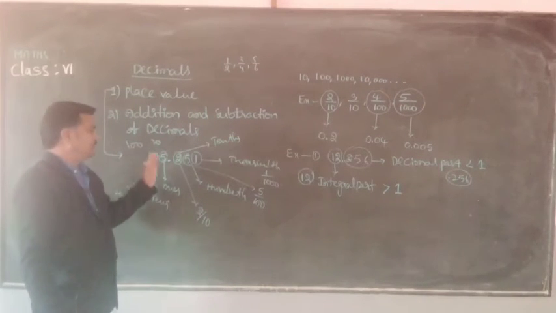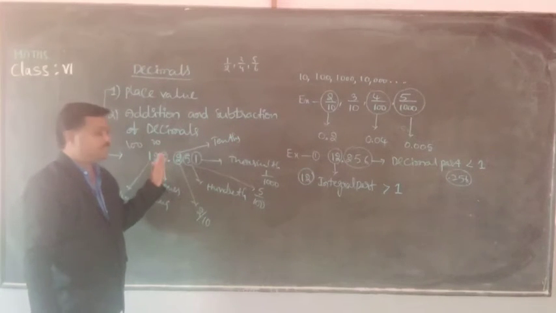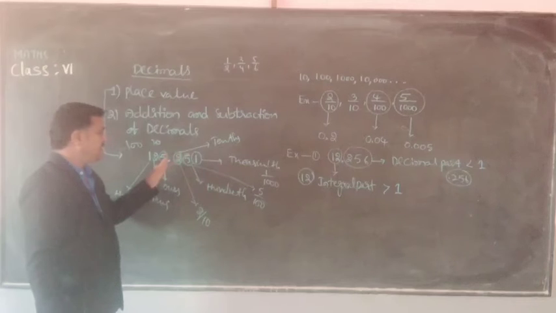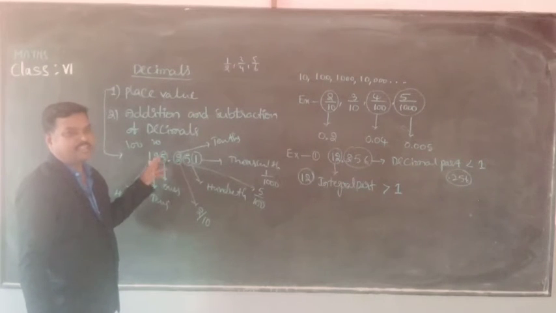So, the place values of the decimals after the decimal point are tenths place, hundredths place and thousandths place. Left side is as it is: ones, tens, hundreds and thousands.